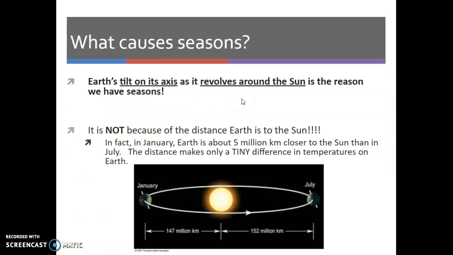So what causes the seasons? Well, the Earth's tilt on its axis as it revolves around the sun is the reason we have seasons. It's not because of the distance. It's actually the exact opposite of what you would think. The Earth is a little closer to the sun in January, and it's further from the sun in July. But that's not why we get the difference in seasons. It's because of the angle of the tilt.